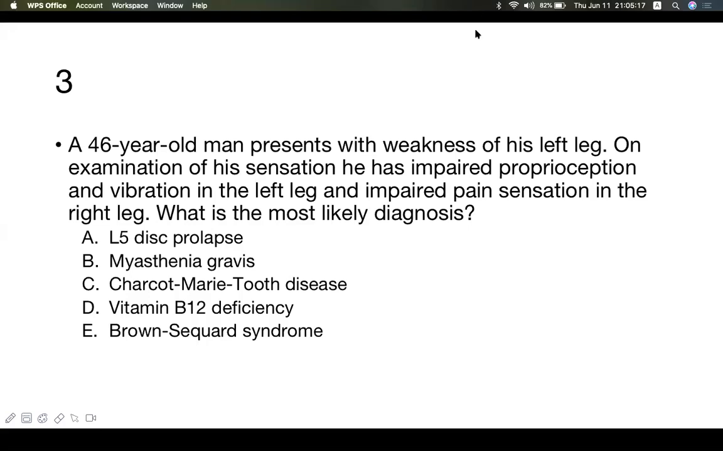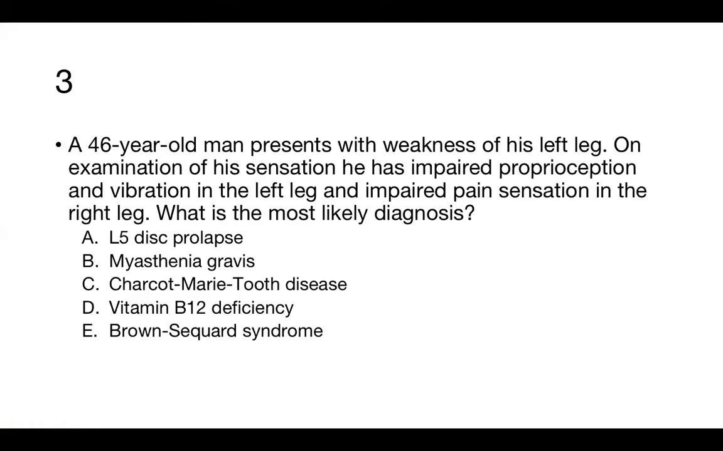So Brown-Sequard syndrome is also called hemisection of the spinal cord, in which there is impaired proprioception and vibration of his left leg. So it means there is damage to the dorsal column tract, while there is impaired pain sensation and impaired temperature sensation on the right leg, which means the spinothalamic tract is involved, which crosses to the contralateral side at the level of the spinal cord, while the dorsal column tract crosses to the contralateral side at the level of the medulla oblongata. Very good. So this is Brown-Sequard syndrome. He has explained almost everything there in an excellent way.